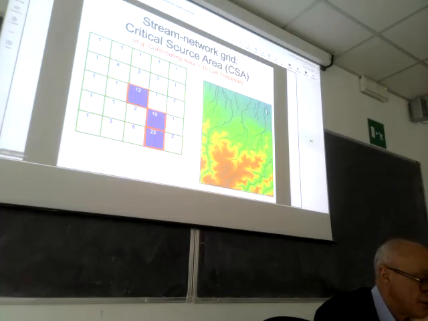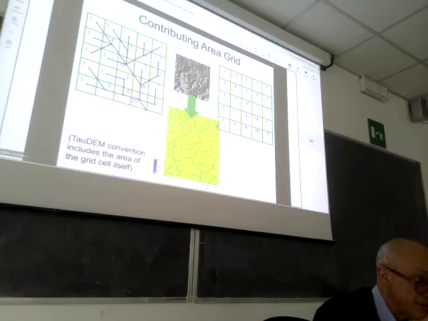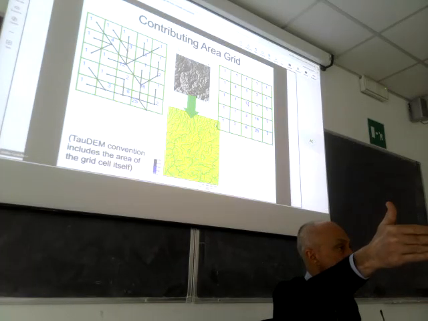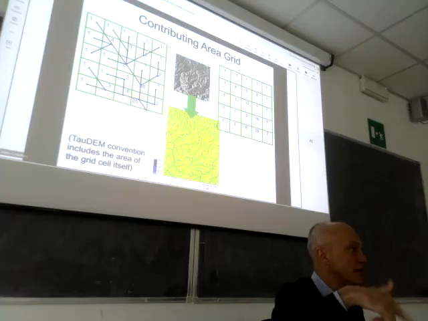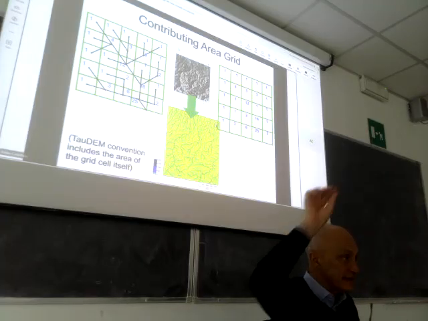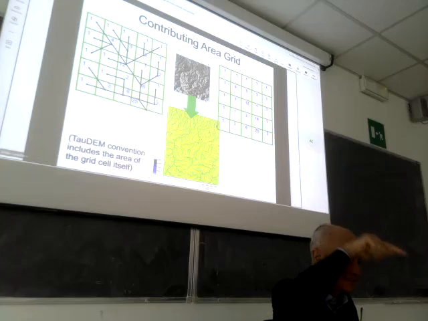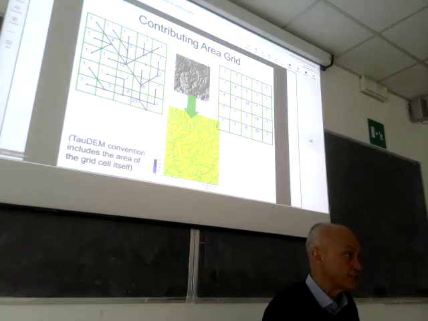Sorry about that, the contributing area grid, the number of cells that drains into each cell. This cell here drains 12 cells. It's not the first output raster. The first one is the drainage direction raster. I don't know why it's listed as first, but it is exactly the contributing area grid, okay?